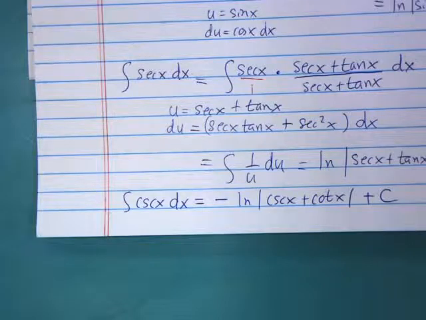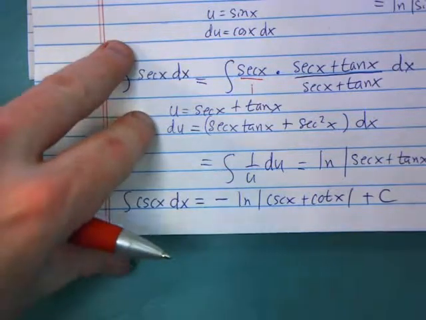Questions on that? Yes? Why don't we just do the antiderivative for the secant as 1 over cosine? And then what? Could you use substitution?